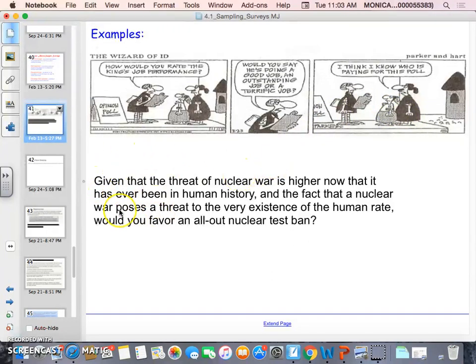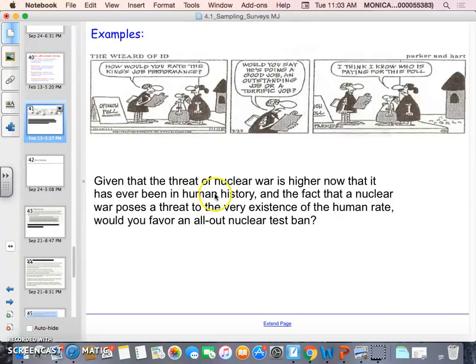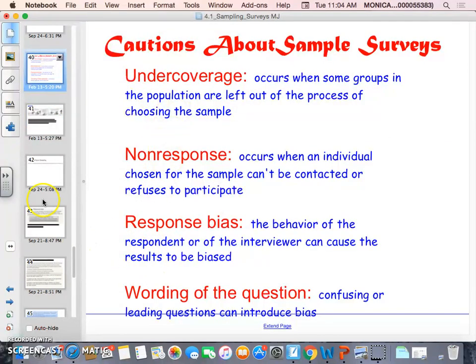Here's another example of a leading question where you're looking for a specific response. Given that the threat of nuclear war is higher now than it has ever been in human history, and the fact that a nuclear war poses a threat to the very existence of the human race, would you favor an all-out nuclear test ban? There you're trying to get people to say yes because of all this doom and gloom, versus just saying, would you favor an all-out nuclear test ban? You might get different results. All right, so I want you to think about that, and think about which one of these four you want to test out.